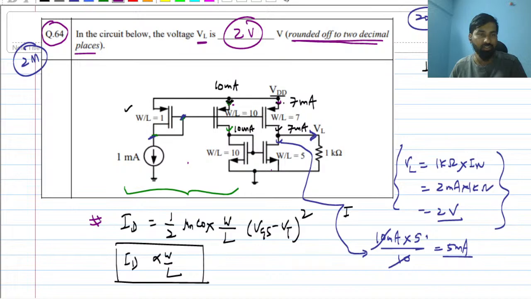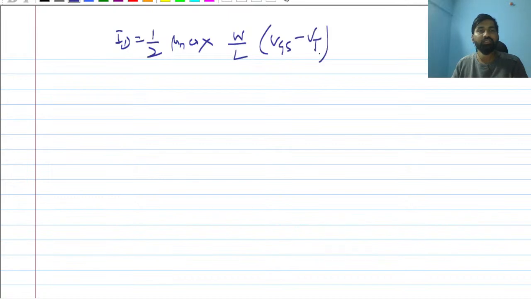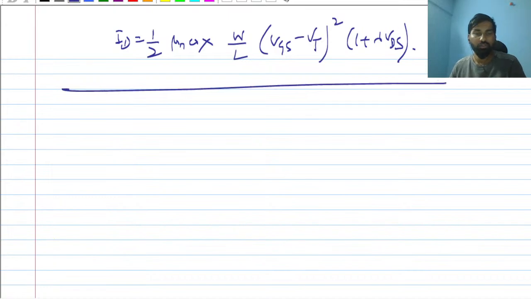So you have to remember this relation, the long channel equation, where channel length modulation is neglected. If channel length modulation is there, then the relation is going to be ID equals 1 by 2 mu n Cox W by L, VGS minus VT whole square, into 1 plus lambda VDS. So here lambda is going to be what? Lambda comes when there is channel length modulation.